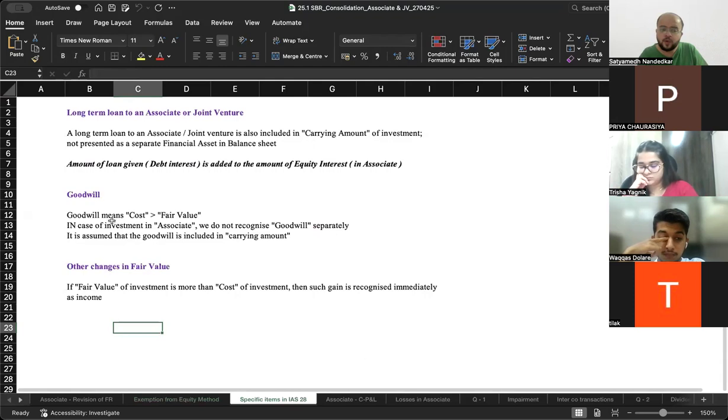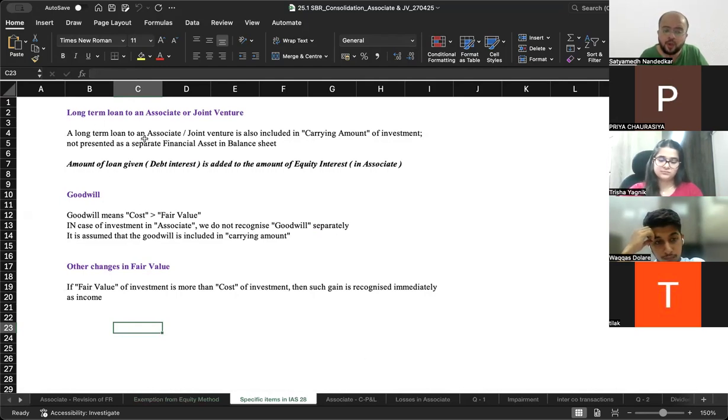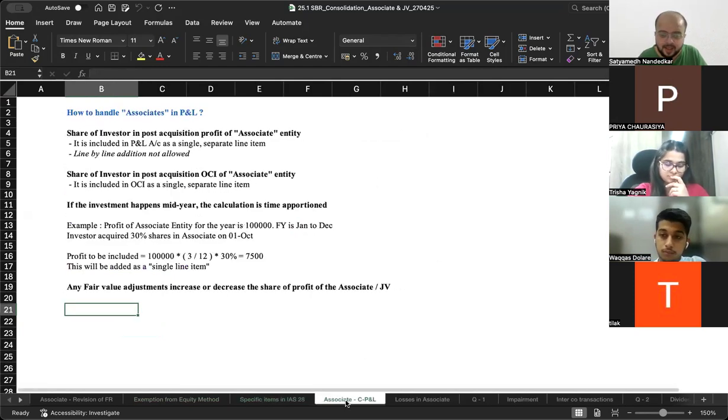Goodwill will not be calculated. Long term loan to an associate or joint venture is shown separately? A long term loan to an associate or JV is included in the carrying amount of investment, not presented as a separate financial asset in the balance sheet. The amount of loan given is added to the amount of equity interest. Don't show it separately. And if there is any other change in fair value, it is recognized immediately as income.